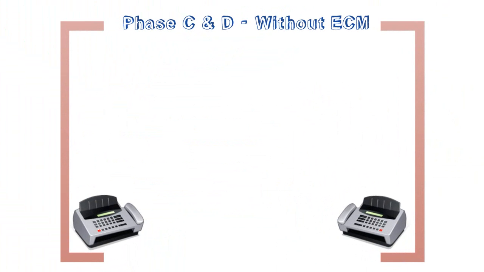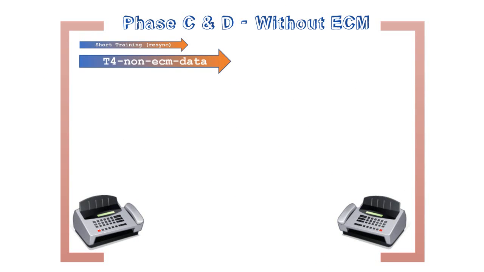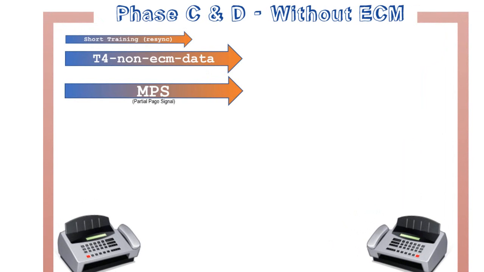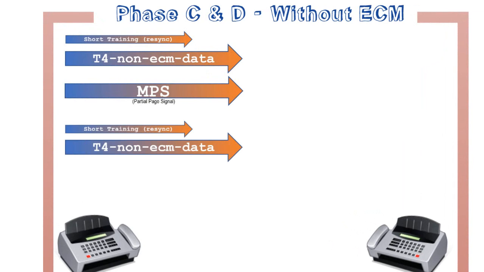When you're not using error correction mode, those frames are not counted and they can't be measured. So basically how this works is all the information is sent, and you'll see it as T4 non-error correction mode data, and afterwards it'll let you know whether there are more pages or not. This is an MPS, meaning a multipage signal. When the final information is sent, it should send an EOP, which is an end of procedure.